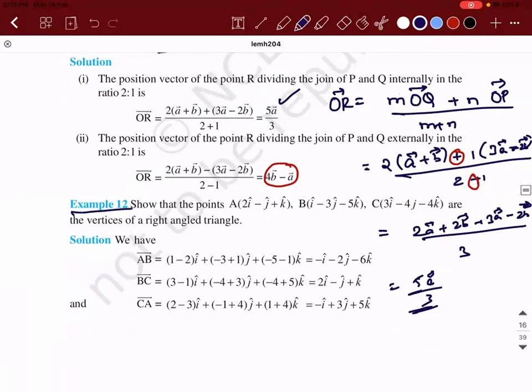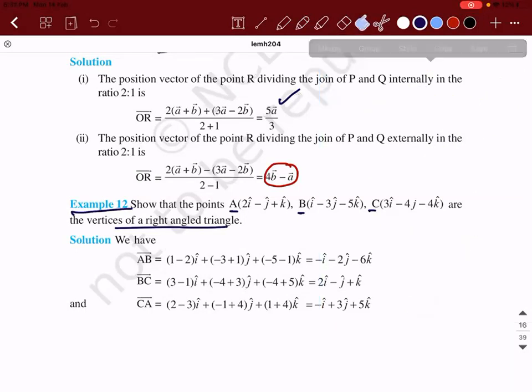Right. Example 12. Show that the points A, B, C are the vertices of a right angle triangle. How will you show that they are the vertices of a right angle triangle? So they have given ABC, right? What have they given actually? They have given you the position vectors.